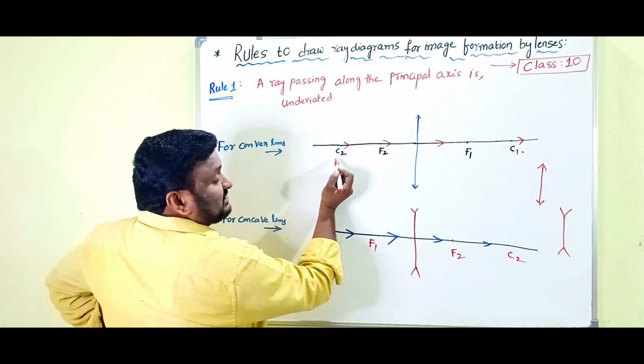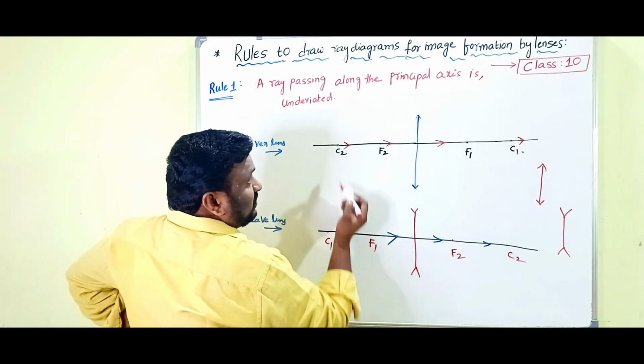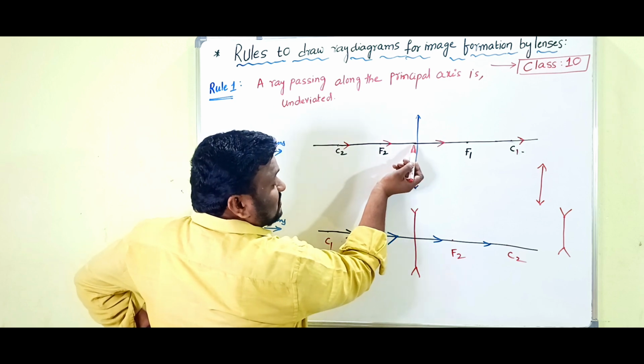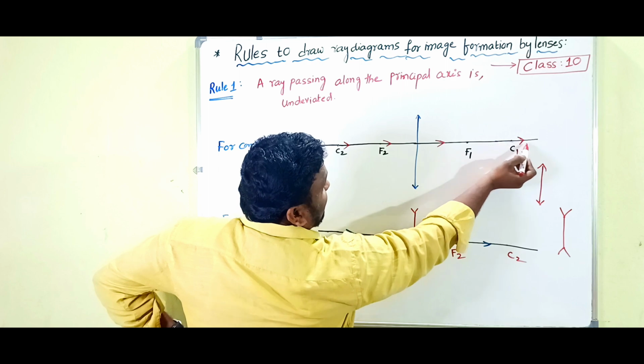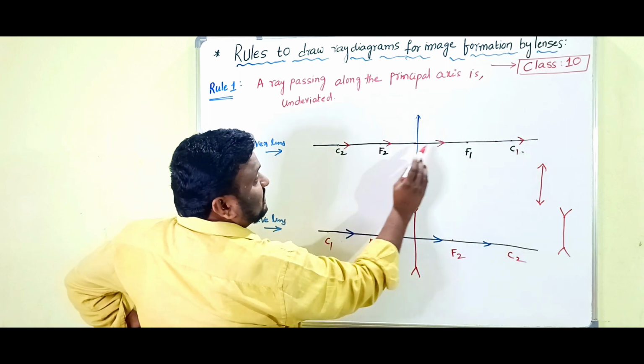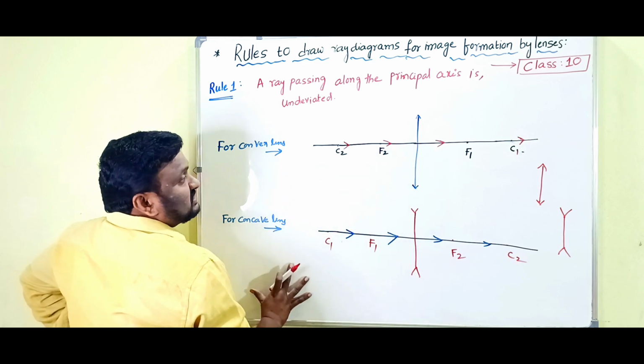Children, in this diagram the red arrow marks represent the light ray. It is the incident ray that moves along the principal axis, and again it should be undeviated; it goes like this. The arrow marks indicate the direction of light movement. So that is about the convex lens, children.